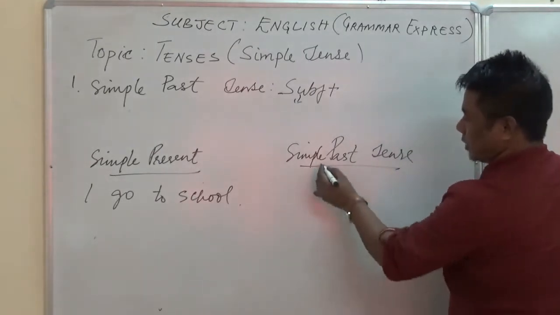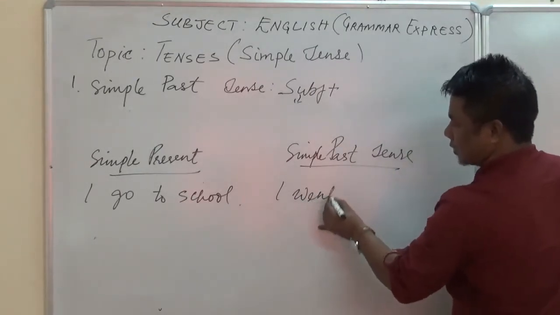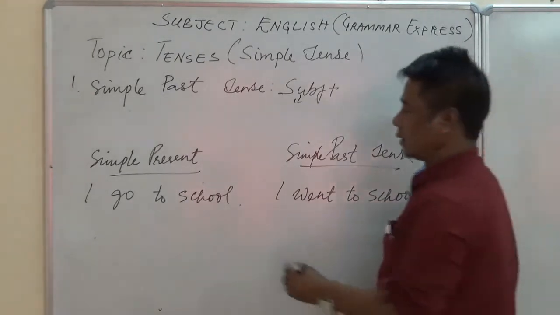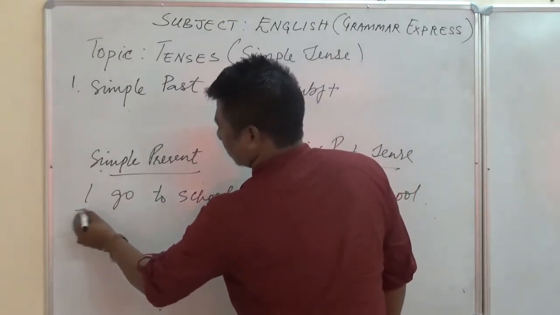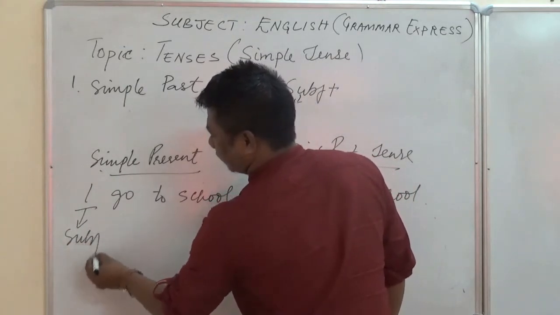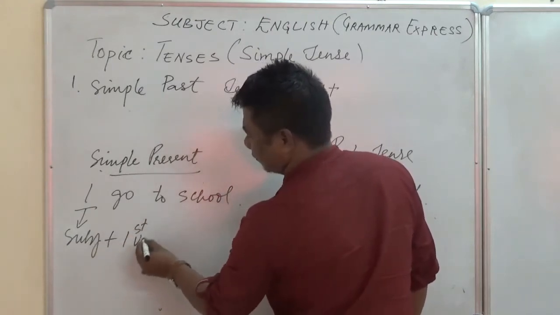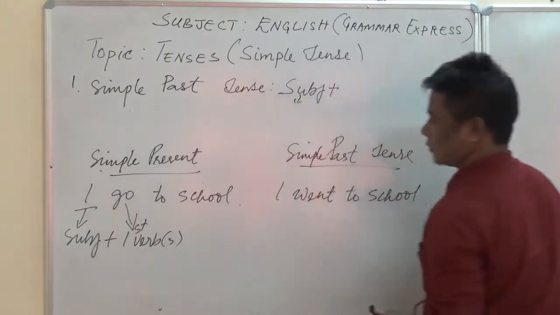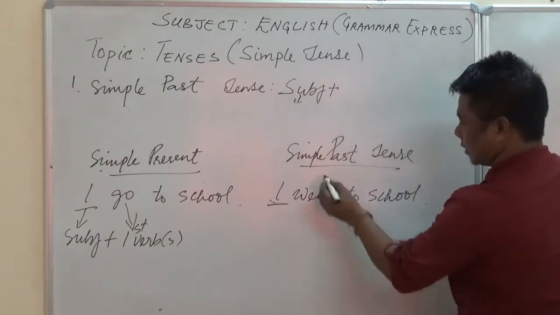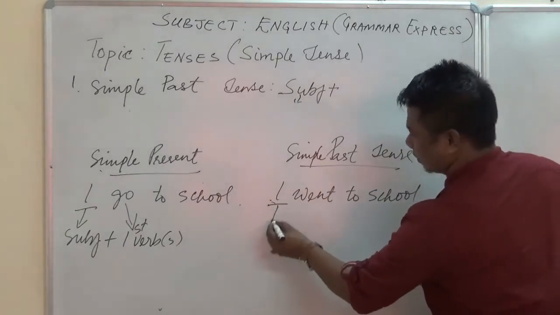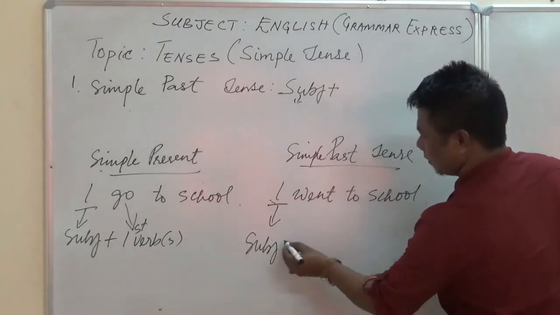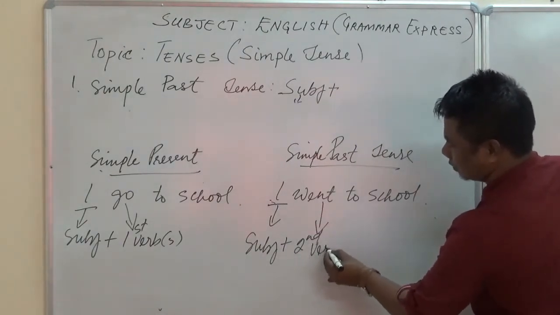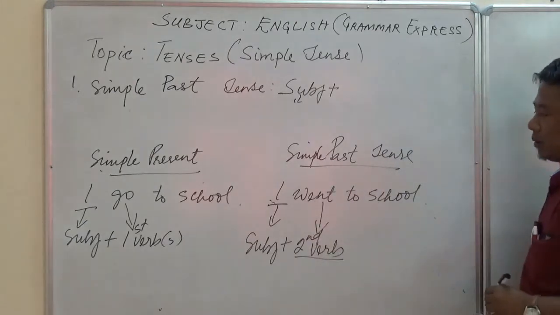I go to school, and it's a simple past tense when I went to school. In simple present tense, the formula is subject plus first form of the verb. This is the first form. Now, you look here in the simple past tense. Subject plus, what is this? Second form of the verb, went.